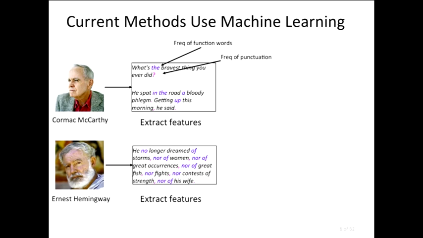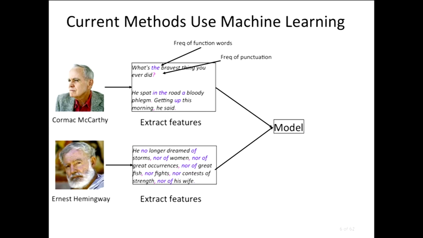Function words are sort of the small little words that don't necessarily mean anything. And we might also look at, say, the frequency of punctuation. It tells us something about the structure. We also use a lot more features in our work, which we'll talk about later. But we feed these into a machine learning model.